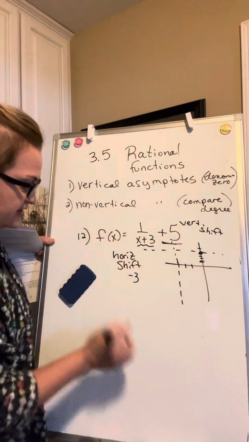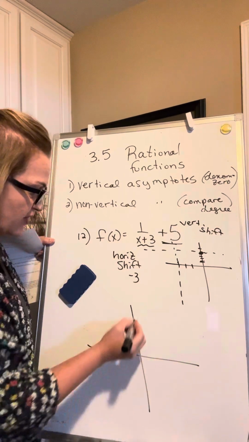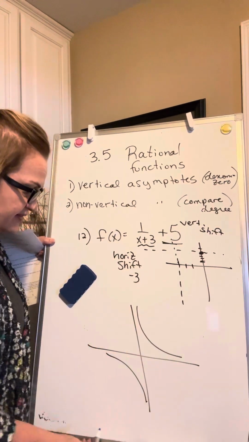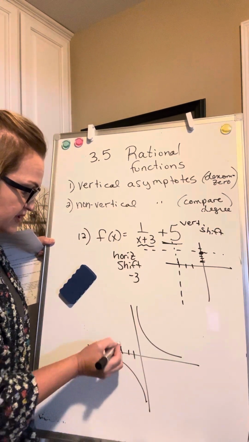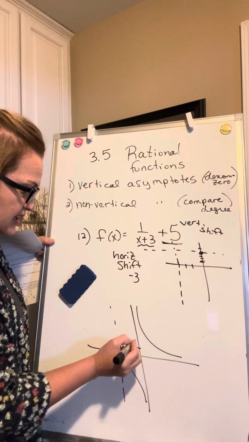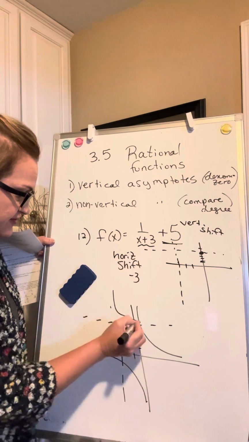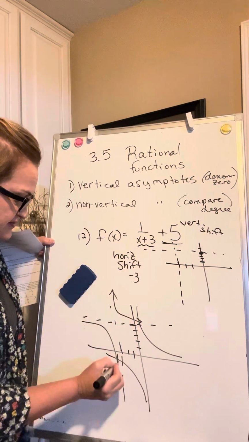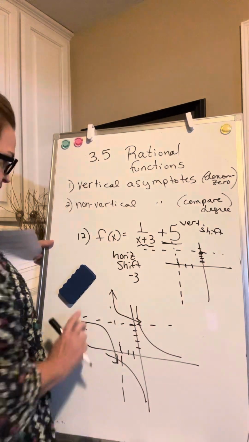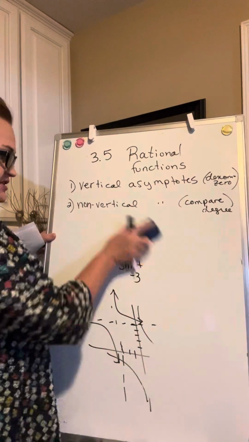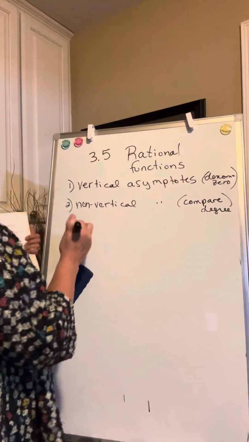I should have drawn that down here a little further. So it's the same old graph. Normally 1 over x looks like that, but again, move back 3 and up 5. So same graph, but just shifted, like so. Okay, number 13, try that one as well.